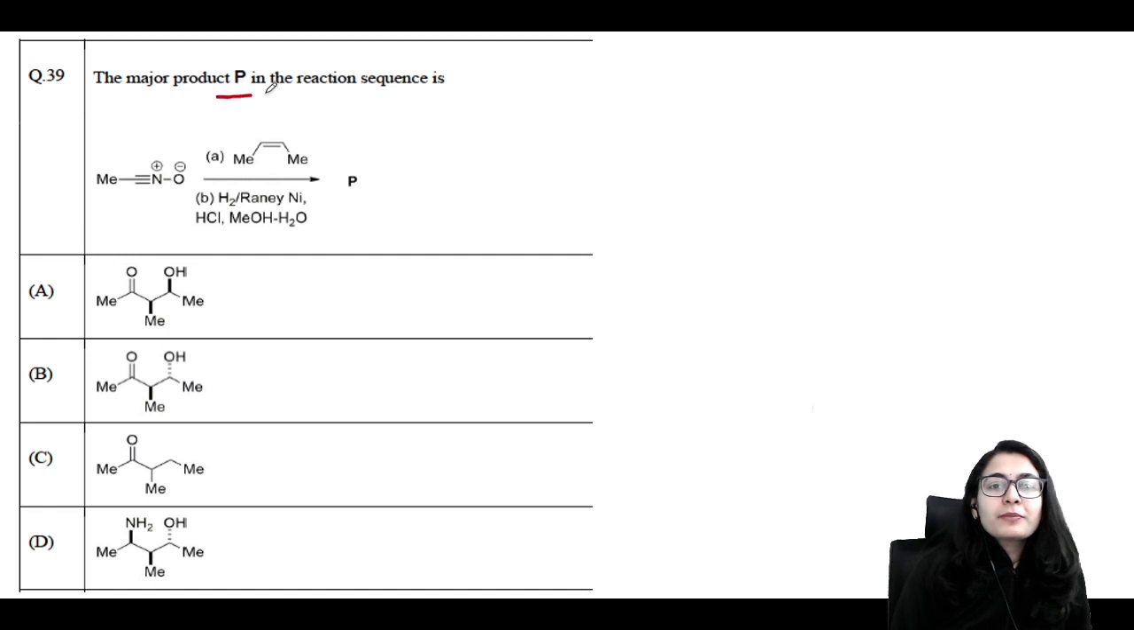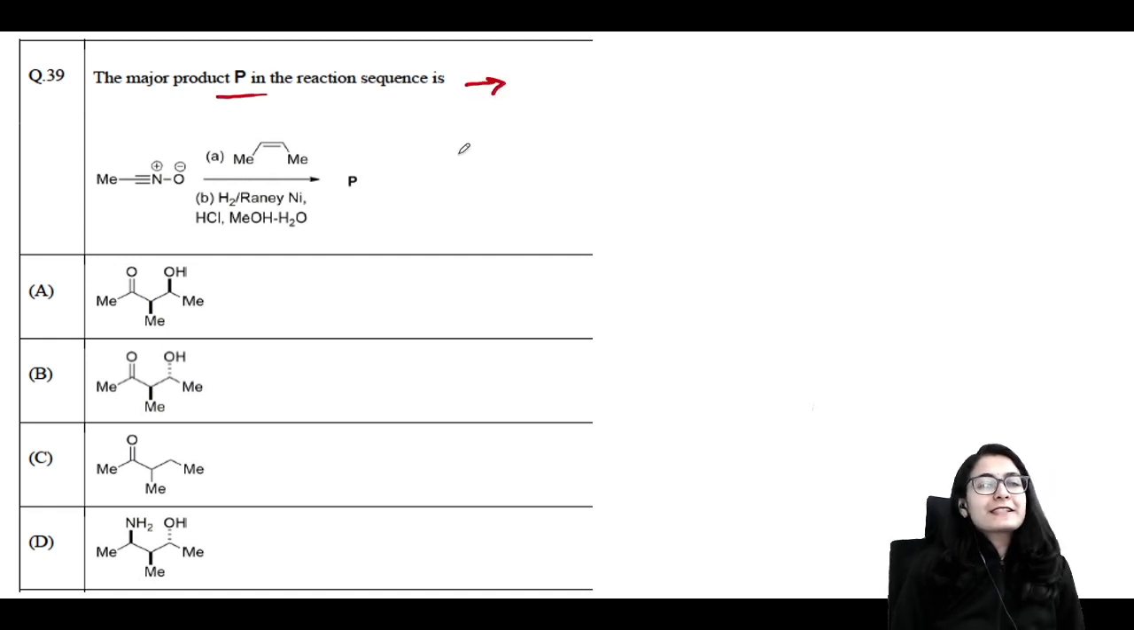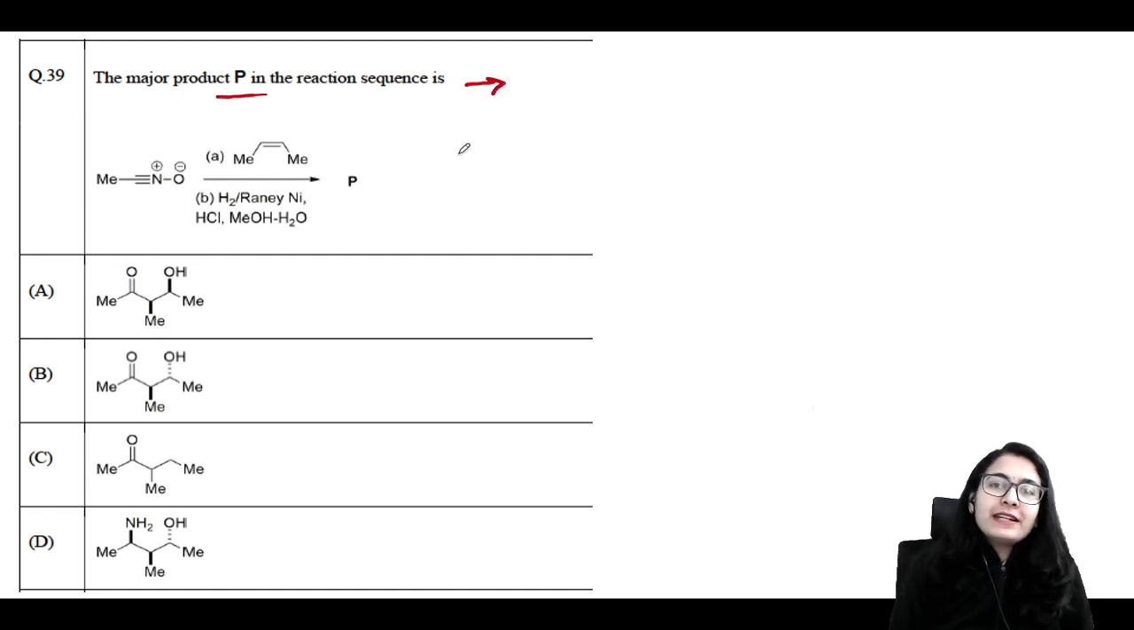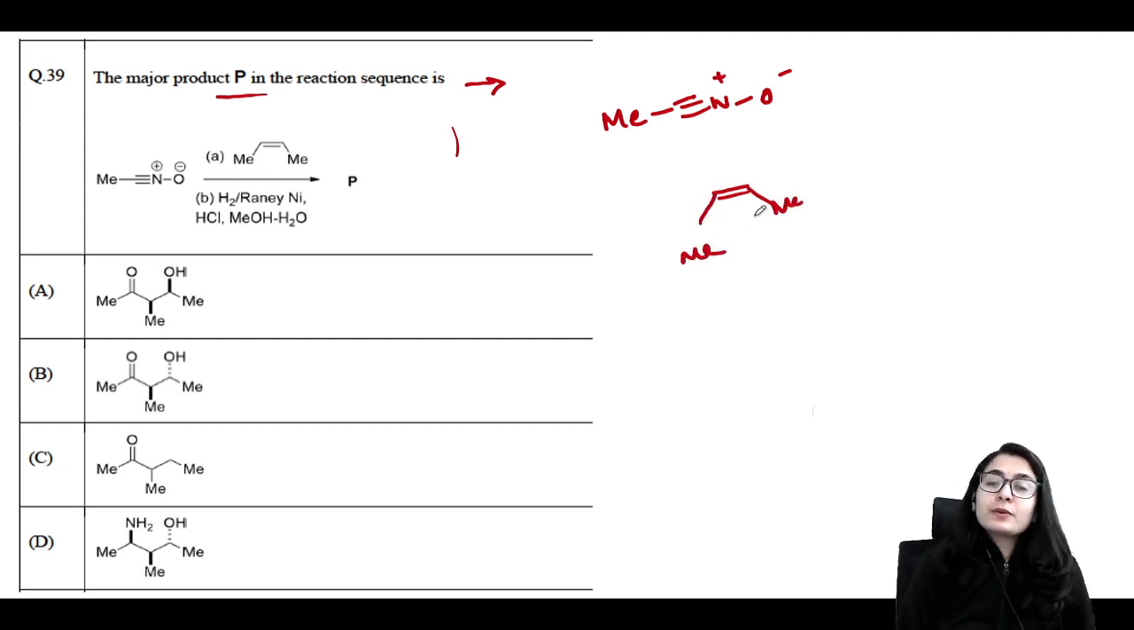The major product P in the reaction sequence is another repeated question from the CSIR NET paper. Let's see what we are going to do over here. First thing, you see that it's a nitrile oxide. So the nitrile oxide is used as a 1,3 dipolar species. All right. As a 1,3 dipolar species, it is going to do a cycloaddition reaction, which is a 3 plus 2 cycloaddition. So it is going to be like this.